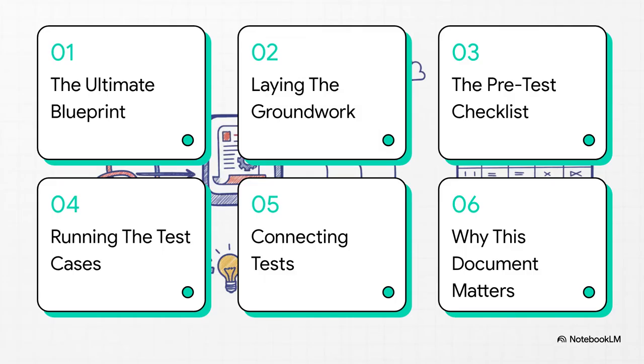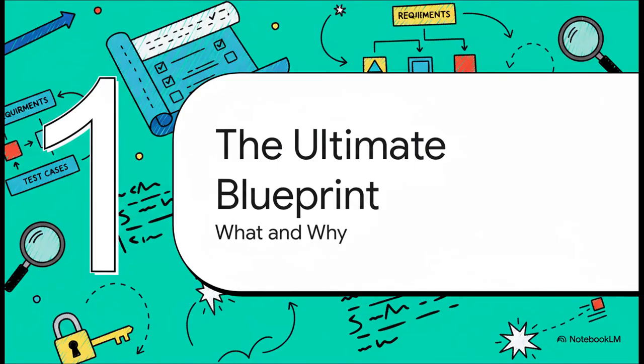So here's our game plan. First, we'll cover the what and the why of this whole blueprint. Then, we'll get into the nitty-gritty of all the prep work you have to do before you can even think about running a test. After that, we'll hit the heart of the document, the test cases themselves. And finally, we'll uncover the real secret sauce, something called traceability, and see why all of this is so important for any high-stakes project.